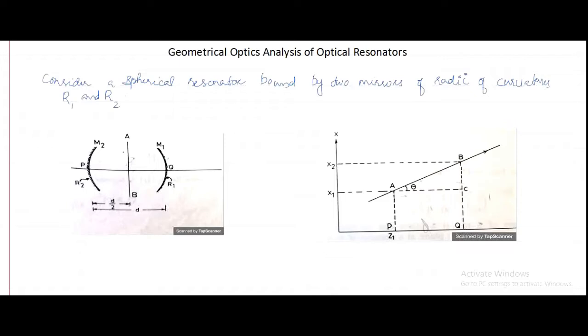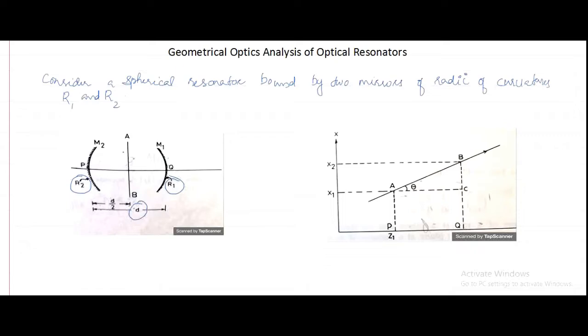Dear students, today we are going to discuss the geometrical optics analysis of optical resonators. So let us consider a spherical resonator bounded by two mirrors of radii of curvatures R1 and R2, as shown in this figure. Here M1 and M2 are two mirrors of radii of curvatures R1 and R2, and they are separated by a distance small d.